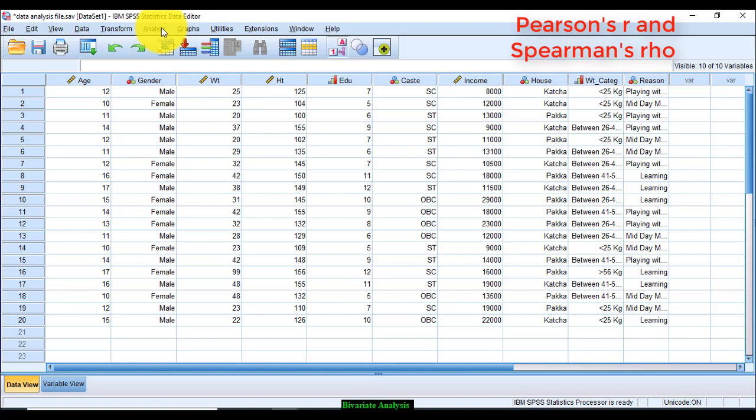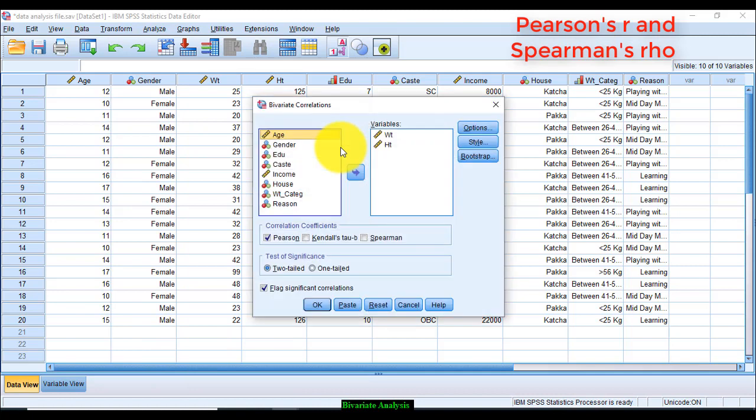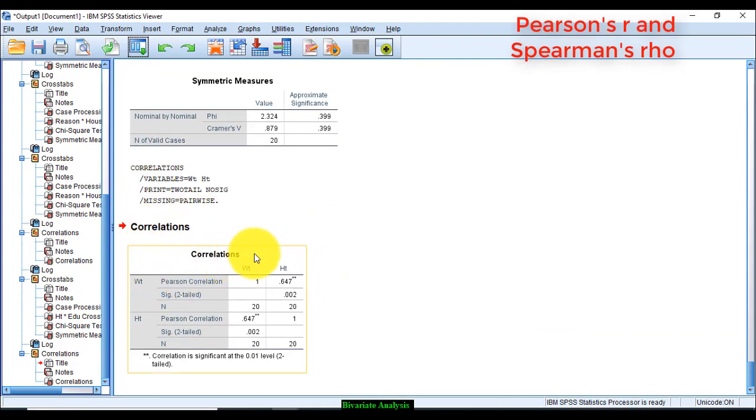To get the Pearson's R, analyze, correlate, bivariate, and transfer the two scale variables to this variable box. For example, let us transfer weight and height and check, make sure that Pearson's correlation coefficient is checked. Test of significance two-tailed, flag significant correlations, and click OK. Now this gives you the correlation matrix between height and weight.